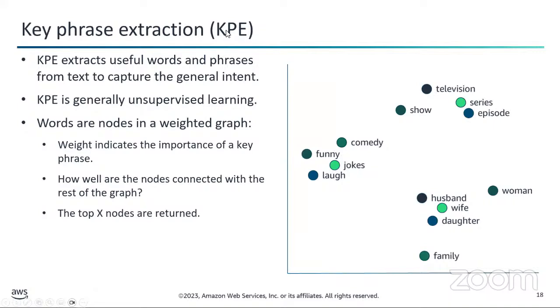So key phrase extraction, the first thing. Key phrase extraction extracts useful words and phrases from text to capture the general intent. In your case, for example, it might be anti-Islam, inflammatory, hate speech, or bias and things like that. It is generally unsupervised learning. Words are nodes in a weighted graph. This is again the graph theory concepts. Weight indicates the importance of a key phrase and how well the node is connected with the rest of the words in the document. The top X nodes are returned then, the key phrases.